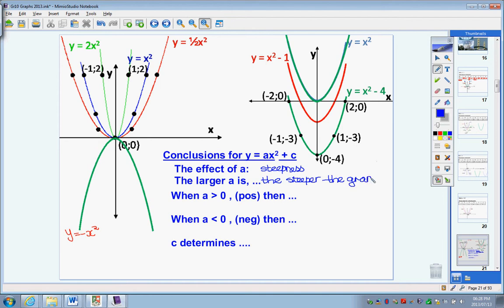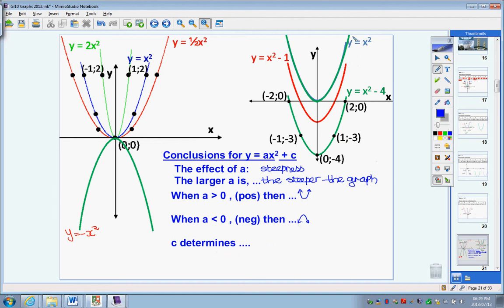And if a is positive, so the number in front of x squared is positive, then seeing as it's positive, it smiles, so the graph goes up. And when the number in front of x squared is negative, being negative, it frowns, so it goes down.